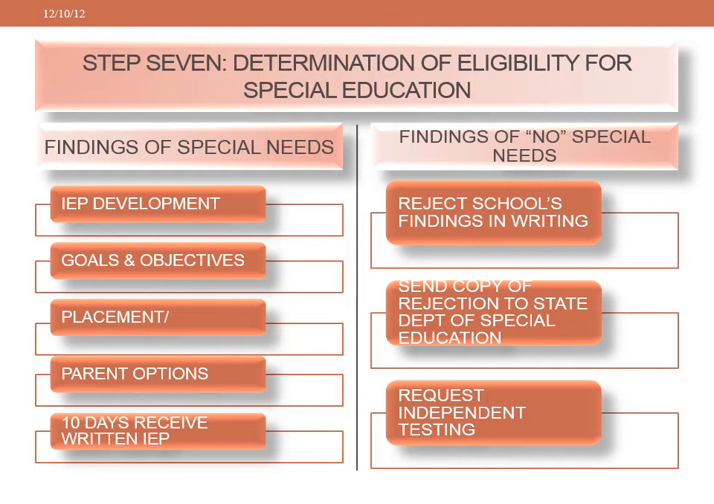The other option that they could do at the meeting is give you a findings of no special needs. So it could be that your child has been deemed a child with a disability and they'll put them on a 504. Or it could be that your child doesn't have a disability. And what you can do is, if they come back and they say that, you can reject the school's finding in writing. You can send a copy of the rejection to the State Department of Education, and you can request an independent evaluation.